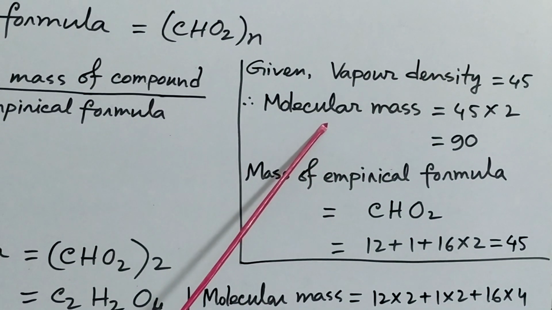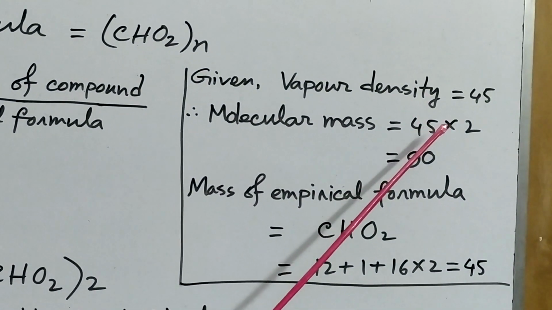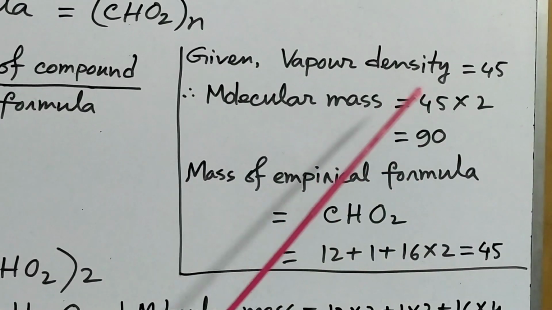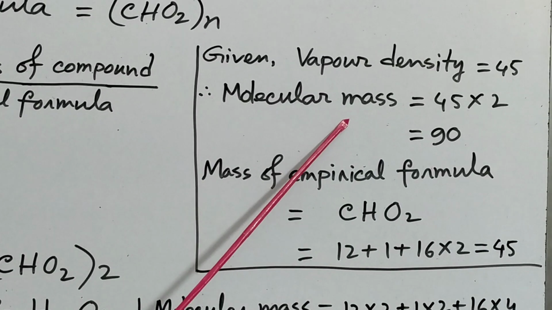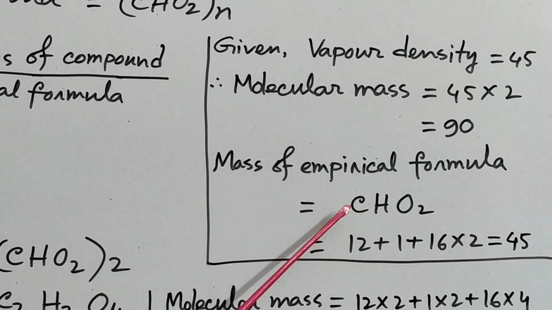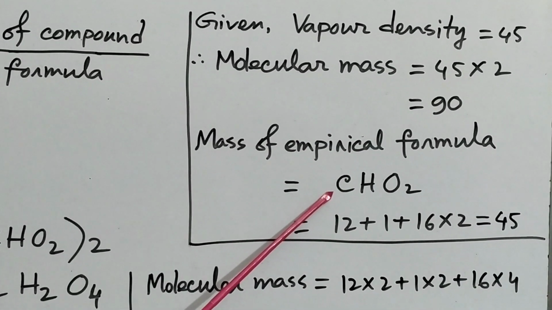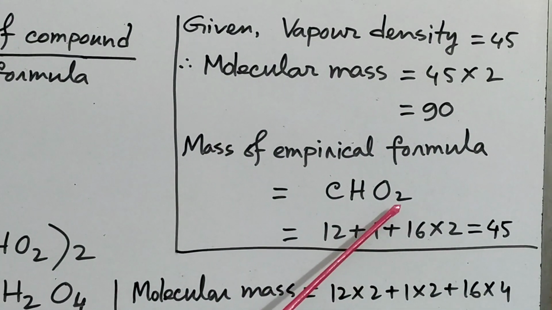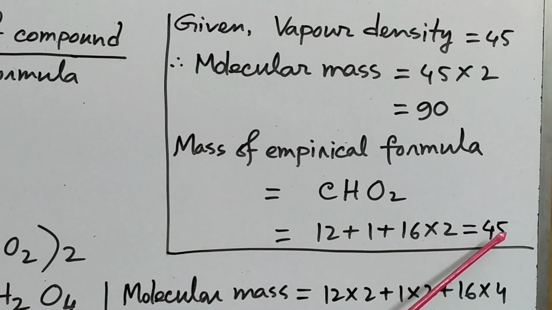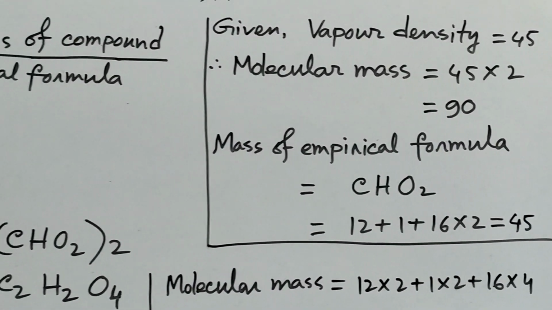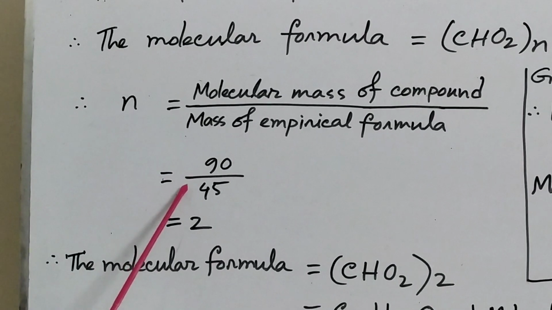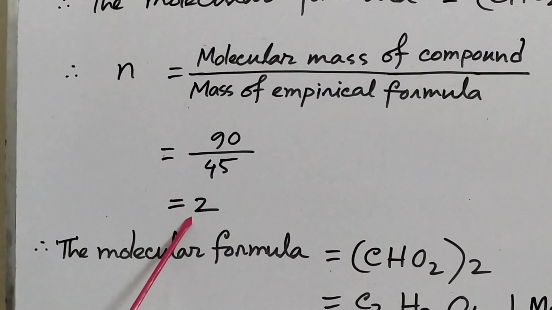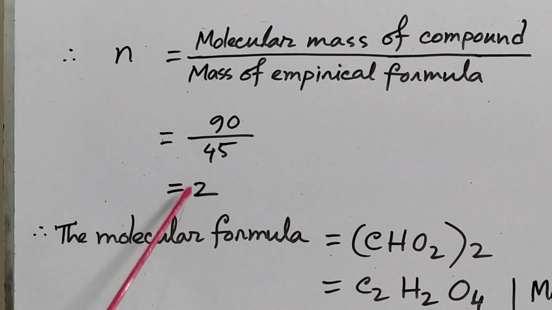The molecular mass will be the vapor density doubled, that means multiplied by 2, so it is 90. So here the molecular mass is 90. Now the mass of the empirical formula: we know the atomic mass of carbon is 12, hydrogen is 1, oxygen is 16 multiplied by 2, all together it is 45. Now if we divide 90 by 45, we get the value of n. I told you that n will be a whole number, and we have got 2.